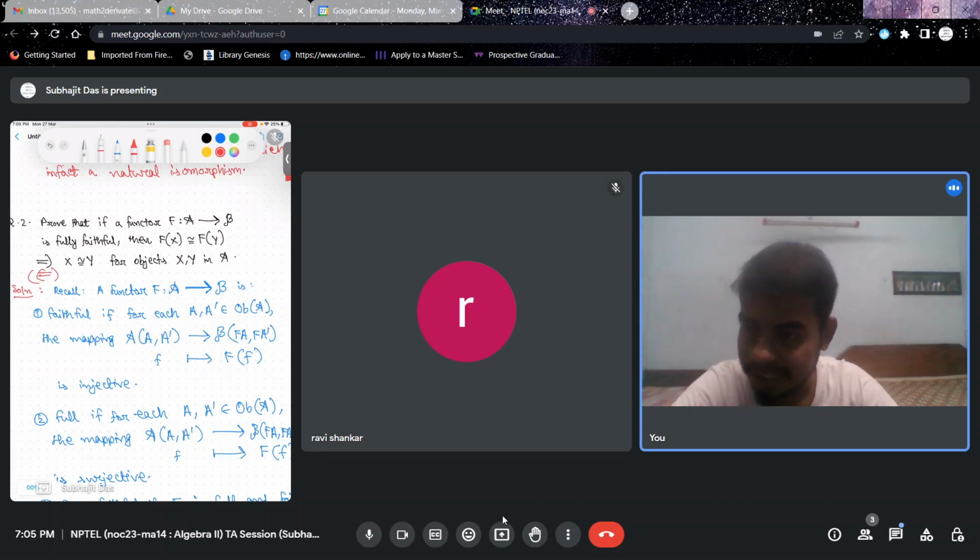What is interesting here is that the functor has been assumed to be fully faithful, and then you can show that if fx is isomorphic to fy, then x has to be isomorphic to y.